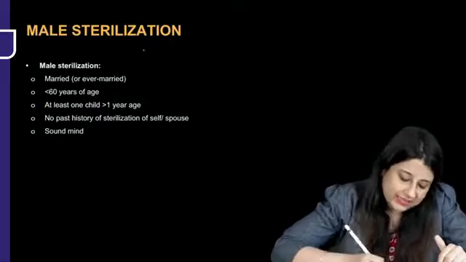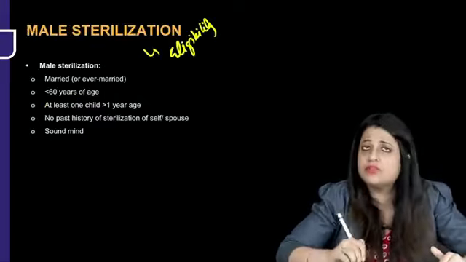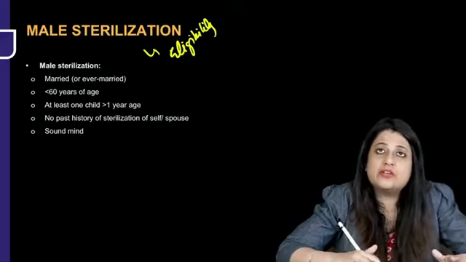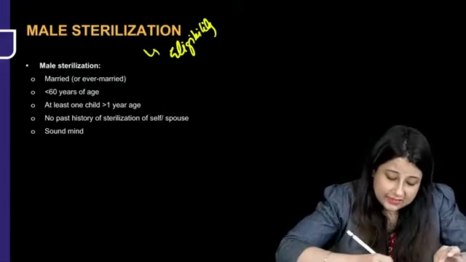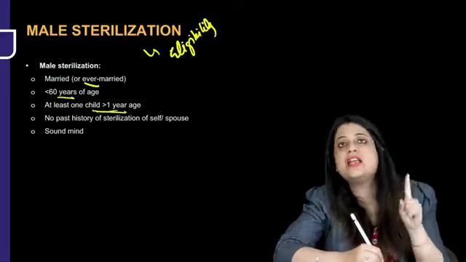Now, what is the eligibility criteria? Do you need your husband or wife's approval for sterilization? No. Remember that. A woman also, if she wants to get IUD insertion, doesn't need anybody's approval. Male sterilization: married or ever married. Married people only. The age group is less than 60 years. And this is very important: at least one child more than 1 year.